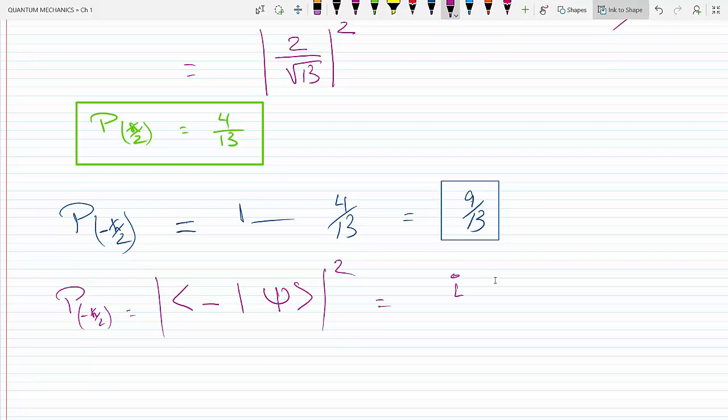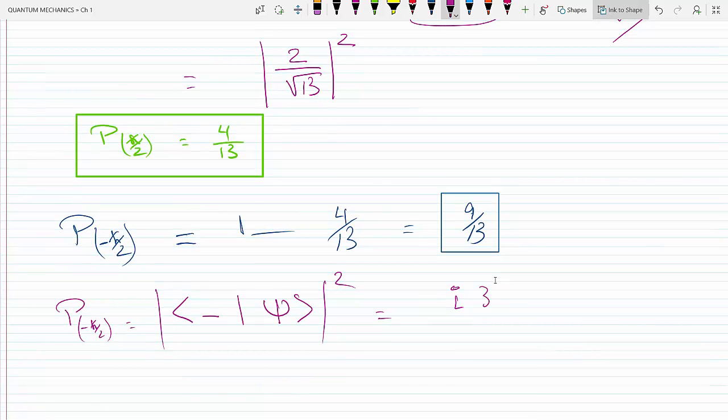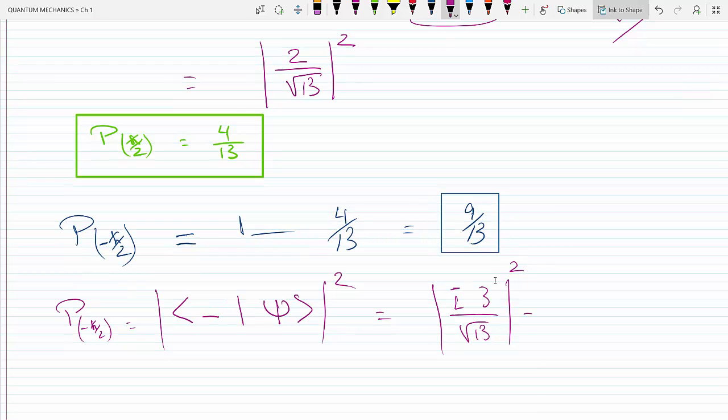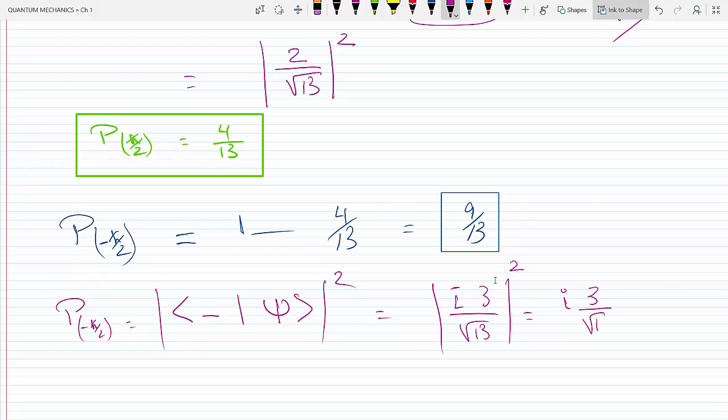So you're going to get i 3 over root 13, like this, correct? This doesn't mean you're squaring it because there's a complex conjugate there. This means you're multiplying by its complex conjugate. This is going to show up a lot, so make sure it doesn't confuse you. This is saying i 3 over root 13 times minus i 3 over root 13. That's what it means. And indeed you will get 9 over 13 because i squared is minus 1.